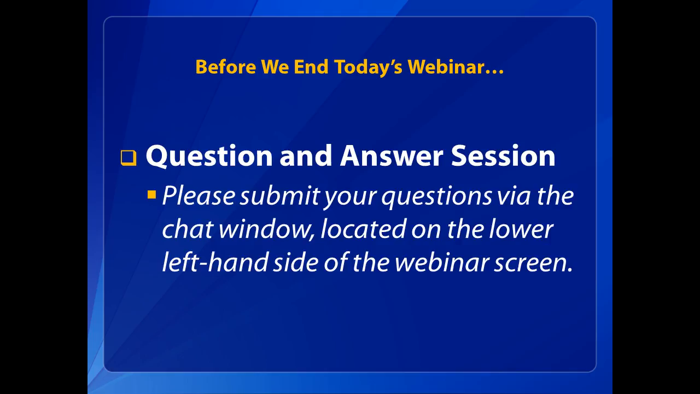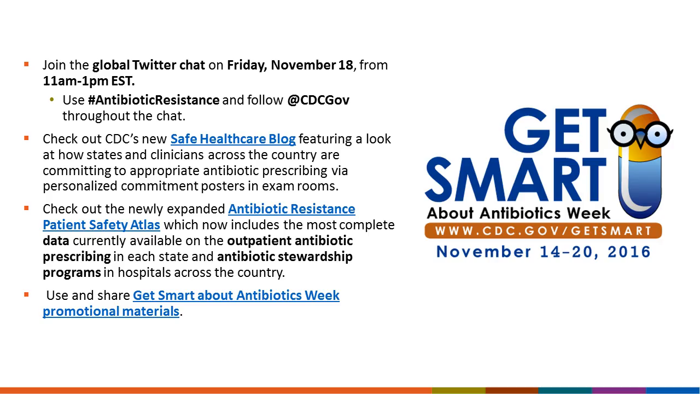And then one final plug for Get Smart Week. We just wanted to remind everyone it is Get Smart Week, and we still have a couple ways that you can be involved with the week, including on Friday we have a global Twitter chat from 11 a.m. to 1 p.m. Eastern using the hashtag antibiotic resistance. And then definitely check out our Safe Healthcare blog for a couple blogs this week related to stewardship. And then we also have some new data sets available on our antibiotic resistance patient safety atlas on outpatient antibiotic prescriptions and also the percentage of antibiotic stewardship programs in hospitals. And then we've also included a link here to where you can check out all of our Get Smart Week promotional materials.